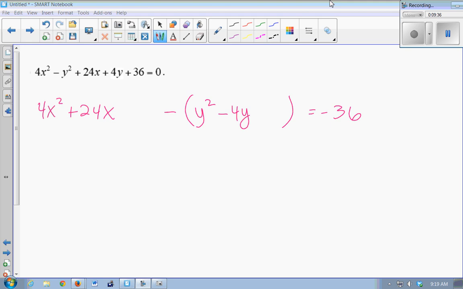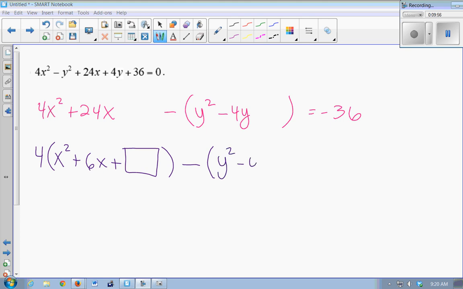All right, on the x's, since there's a coefficient on x squared, I'm going to factor it out. So this is going to become 4 times x squared plus 6x. And then I have to add something in order to complete the square. And then y squared, I already have a coefficient of 1, and I've got to add something to complete the square. And whatever I add on the left has to be added on the right.